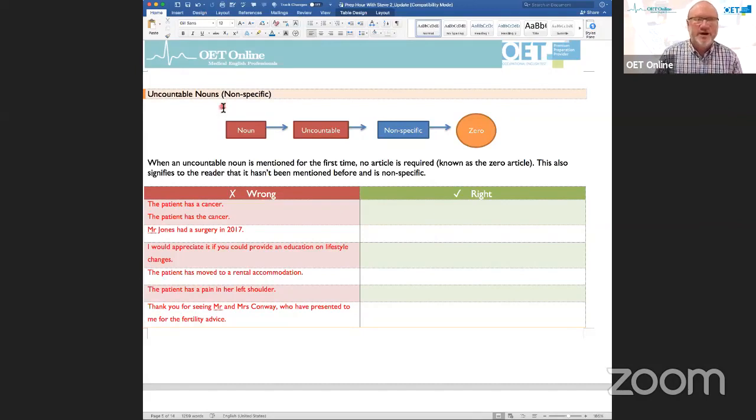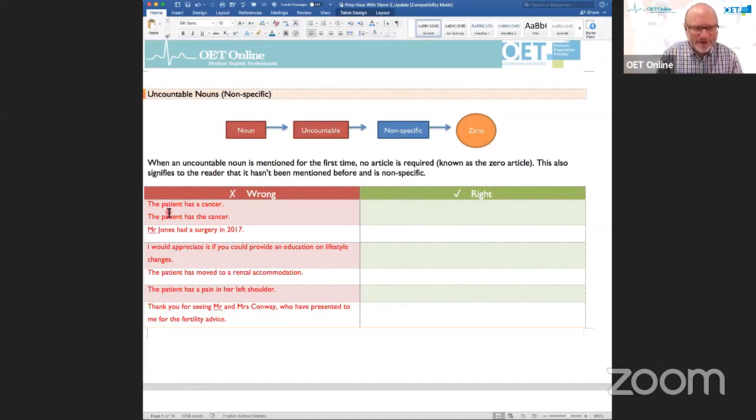All right. So we're going to do uncountable nouns. And we're talking about ones which are non-specific. In other words, you are mentioning them for the very first time. You're introducing them. So when you're writing your referral letter and you're talking about an injury or an illness or something about your patient, you're mentioning it for the first time. If it's uncountable, it's non-specific. In this case, we use a zero article. The zero article means there's no article. It's very important. So let's have a look.